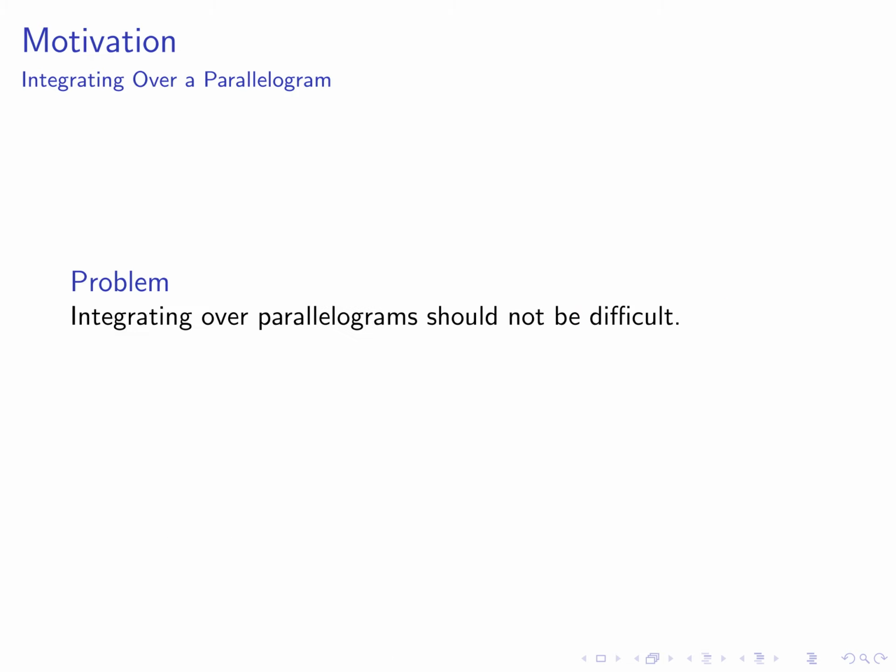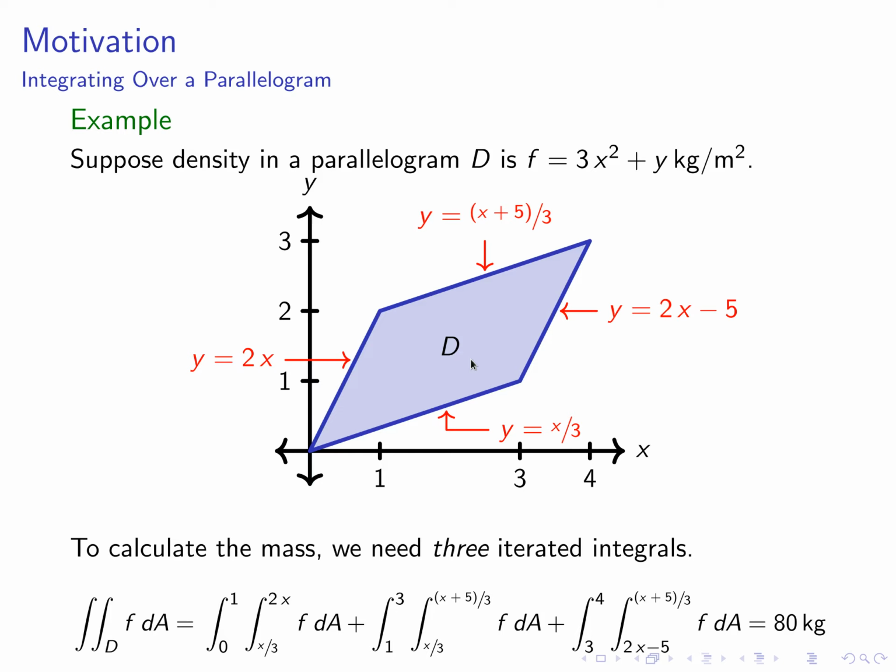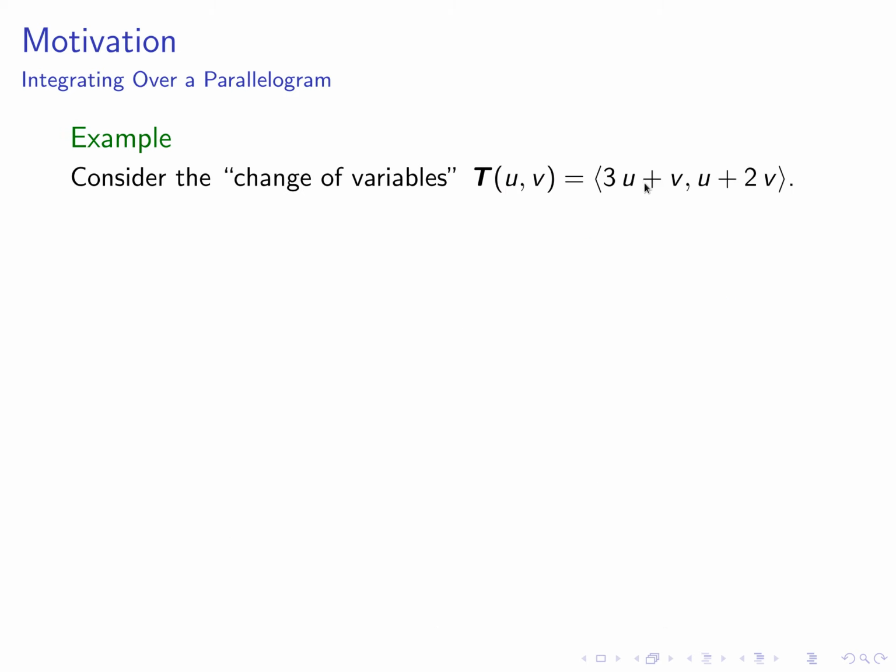Okay, so this is a problem, because parallelograms are not complicated mathematical objects, so it shouldn't be difficult to do this calculus, but it is. So how are we going to solve this problem? Well, one idea says maybe we can change variables so that we can work with a nicer region. Let's look at this idea in more detail. Remember, the region we're working with is this parallelogram, and the density function here is f = 3x² + y. So let's introduce a change of variables function.